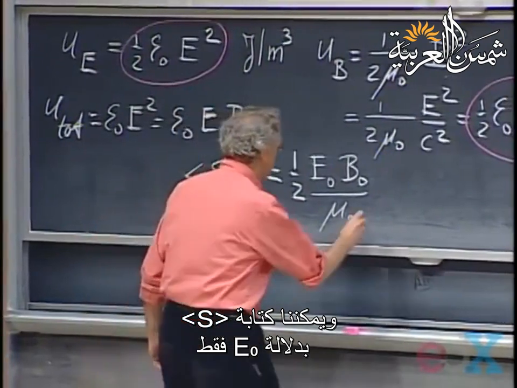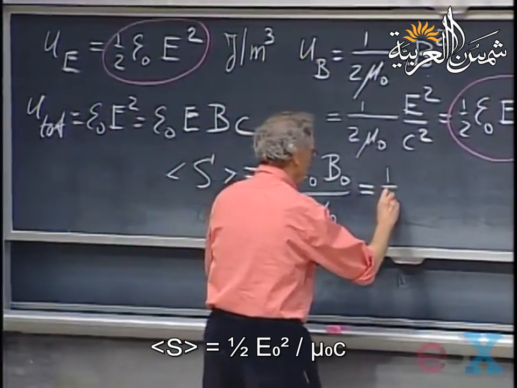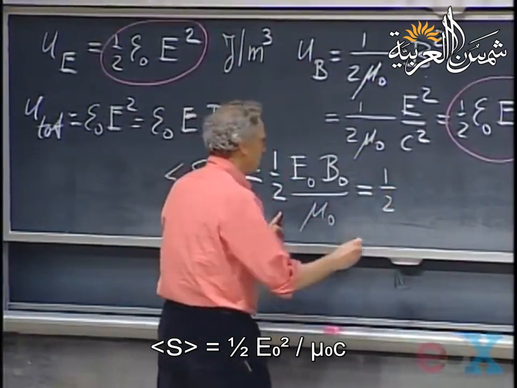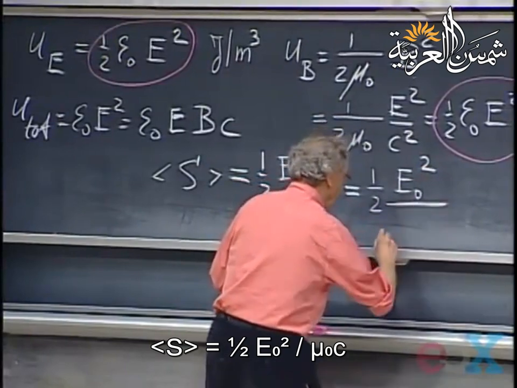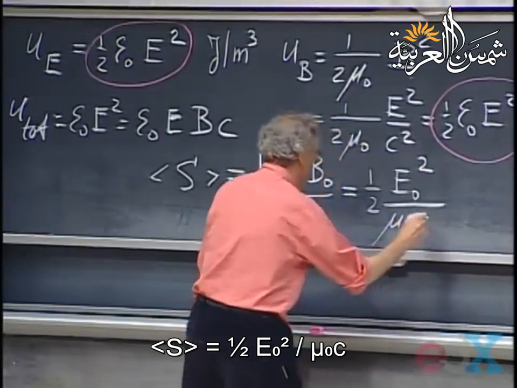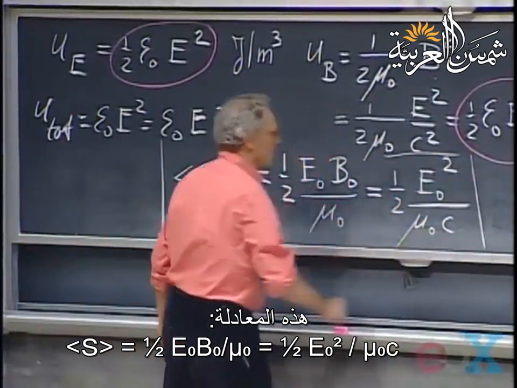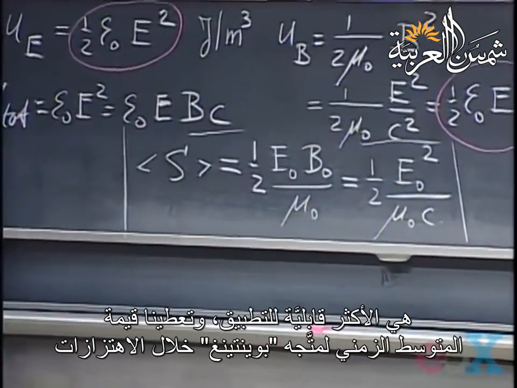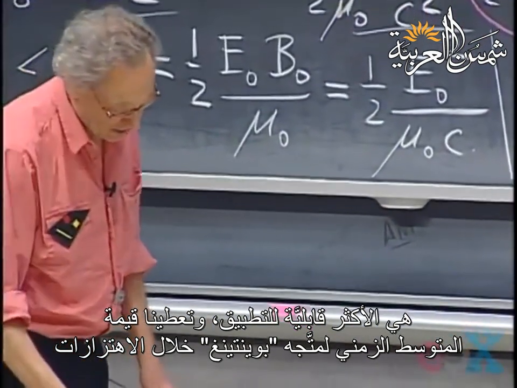And if you want to write it differently, if you want to write it only in terms of E0, then you can write down 1/2 E0 squared divided by mu zero times C. So this is the more practical equation that gives you a number which is time averaged over the oscillations.